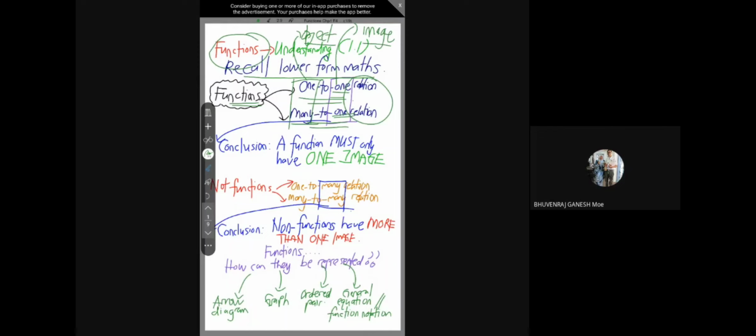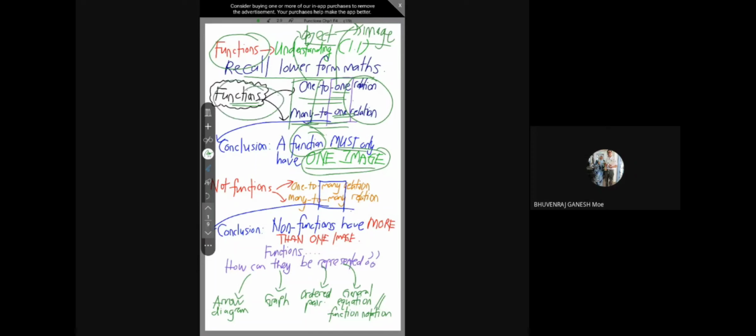You won't have an image if you don't have an object, but you can have an object without an image. That's how it goes. Object will map to the image. So the conclusion here: a function must only have one image. If it's going to be called a function, it can only map to one image. That means there are two possibilities. You can have one object to one image, or, in the second case, one or more objects to only one image. So that's the briefing about the meaning of functions.